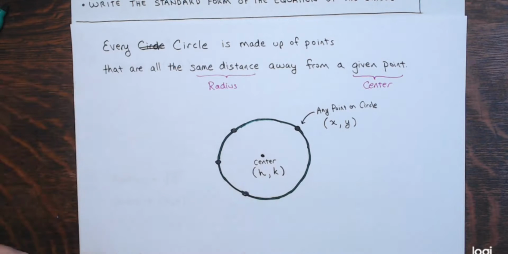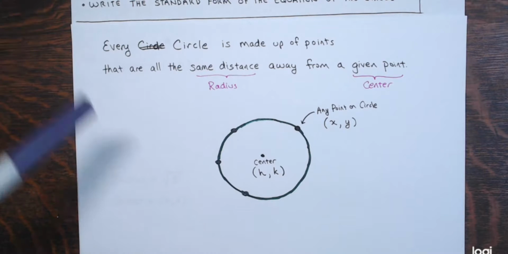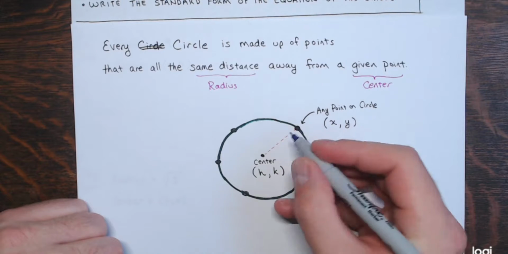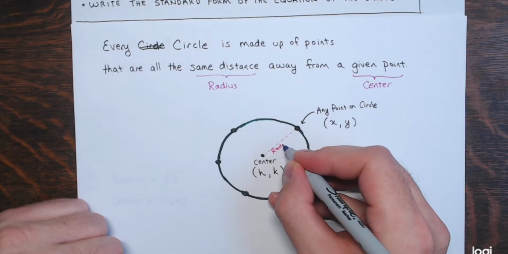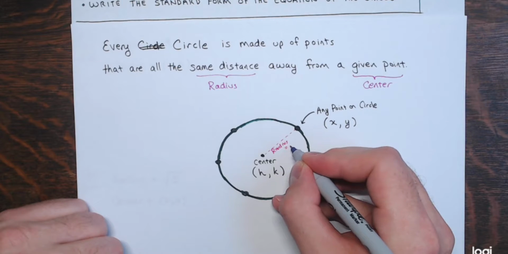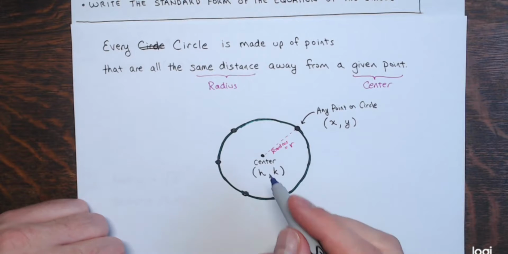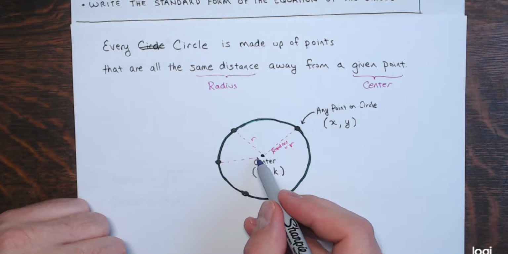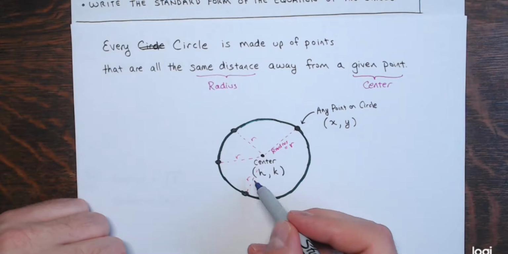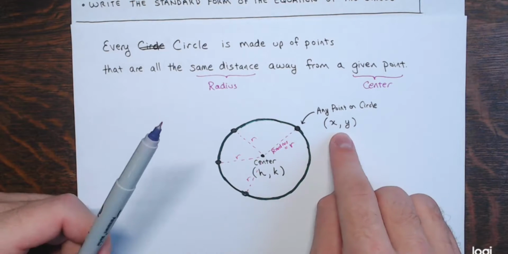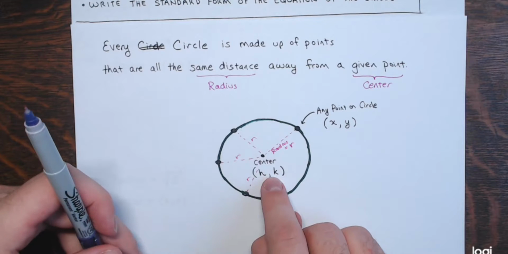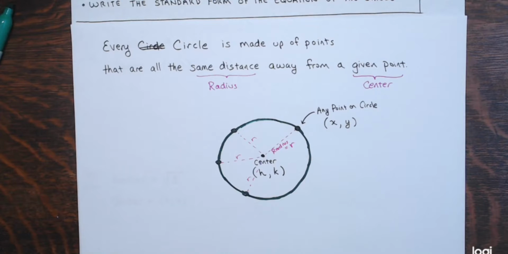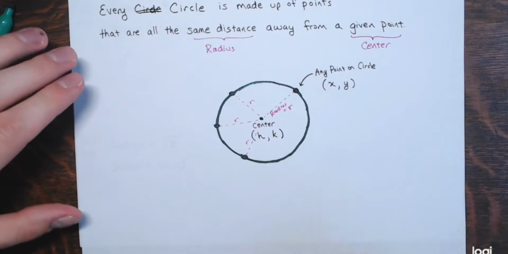The distance from any point on the circle to the center is this radius. Now the radius is usually represented by a lowercase r. So that distance is r, this distance is r, and so on. You take any point x, y, go to the center h, k, and that distance will be r. And therein lies the equation of a circle.